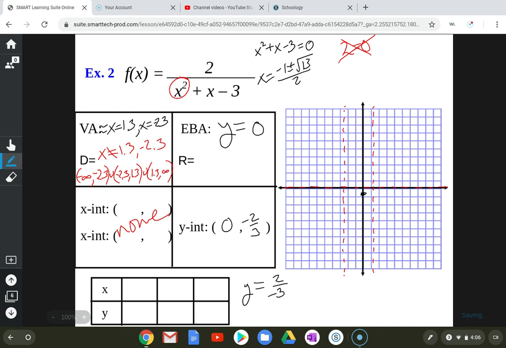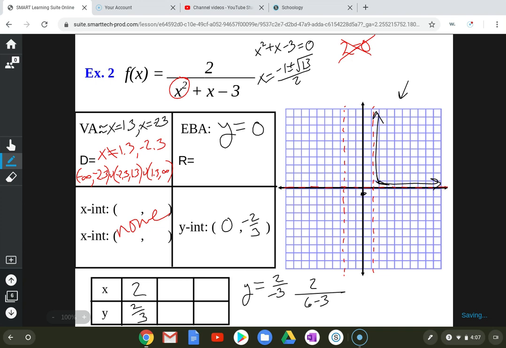Okay, so now let's plot points. I'm going to plug in a point just on either side of these asymptotes, so you know kind of where the graph falls in this region. So let's plug in x equals 2. So I have 2 over 4 plus 2 is 6 minus 3, so I get 2/3, which means my graph is going to be something like that.